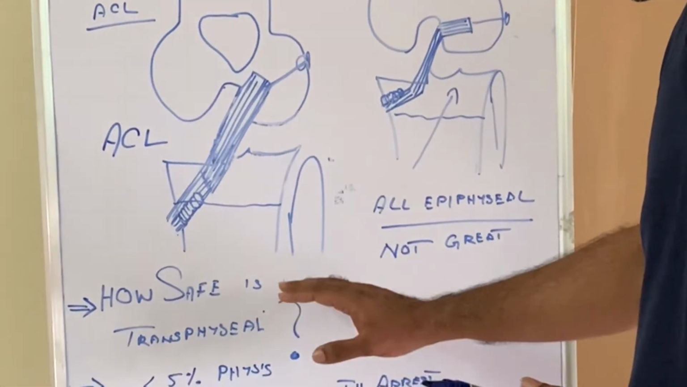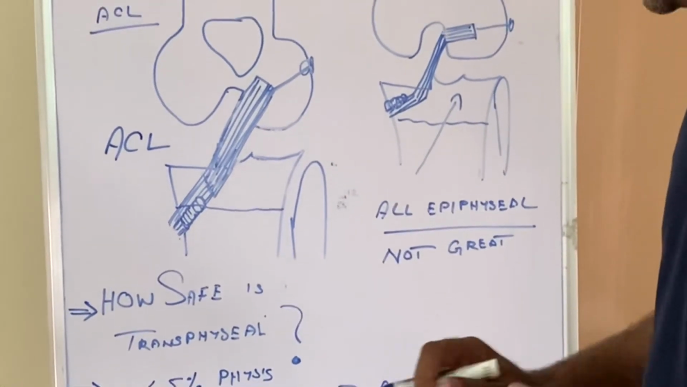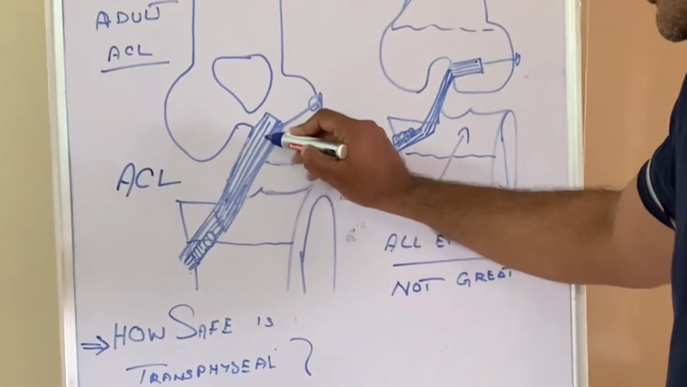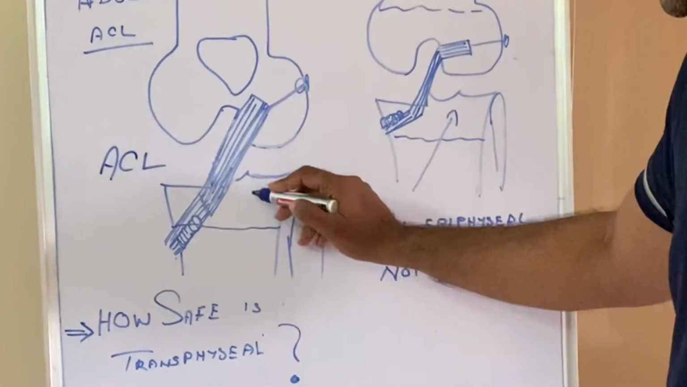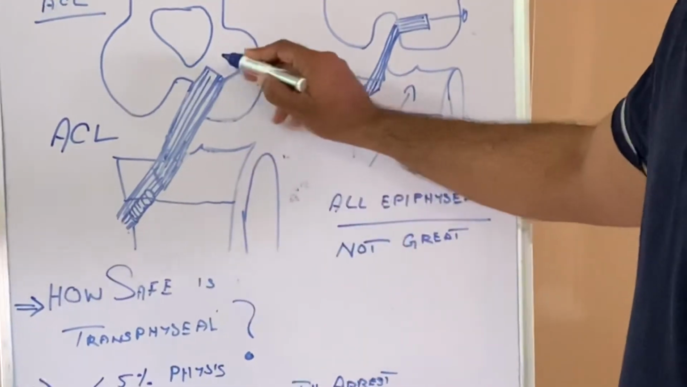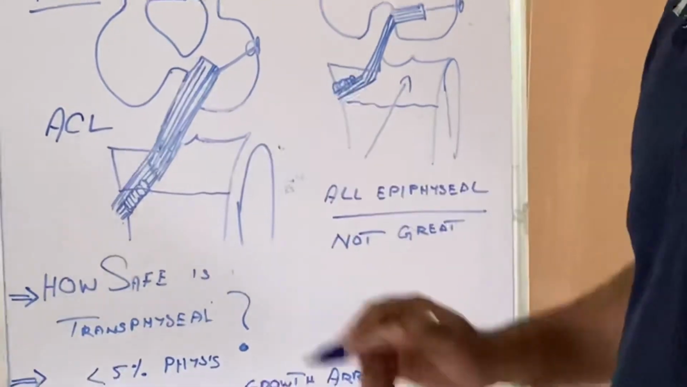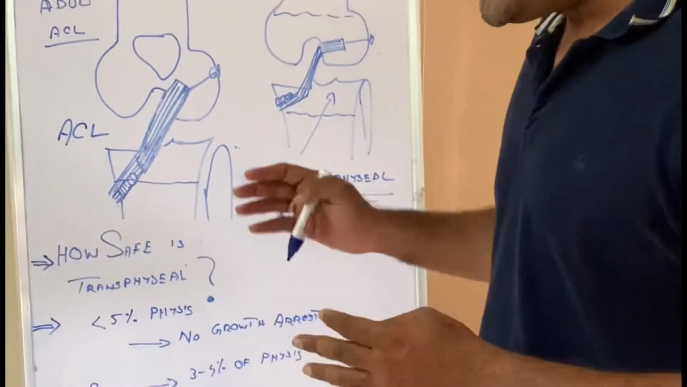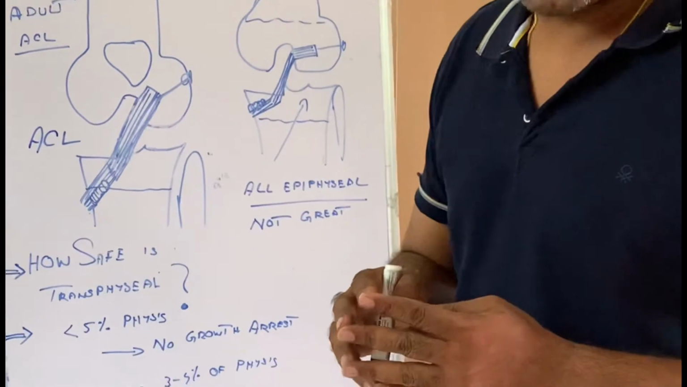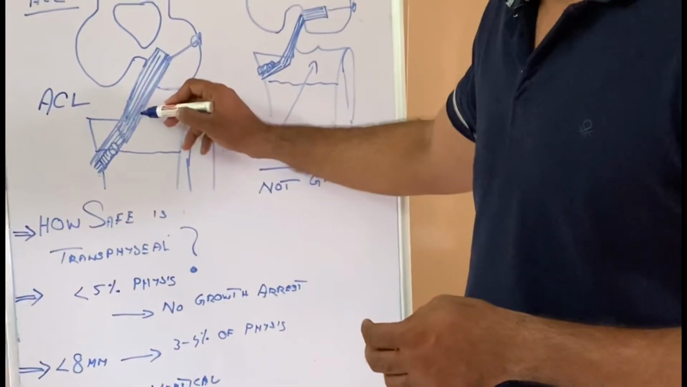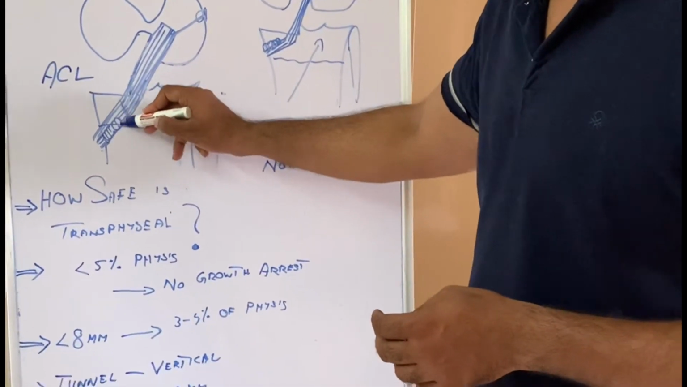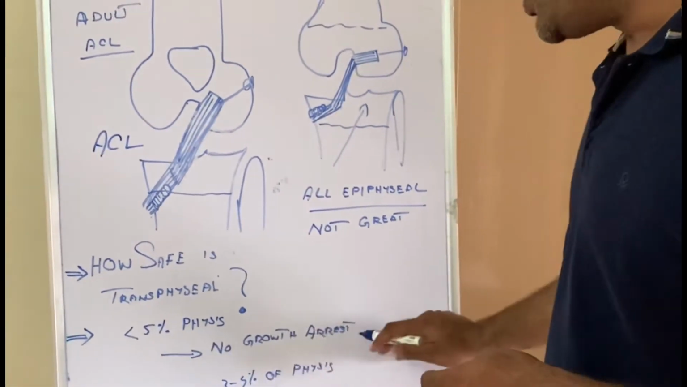Now, what is the other technique? The other technique is I have to modify this particular technique, the trans-epiphyseal technique. That means I have to still go through the physis or the growth plate, but I have to make it safe. When we look at scientific data, we find that if less than 5% of the growth plate is affected, there is no growth arrest.